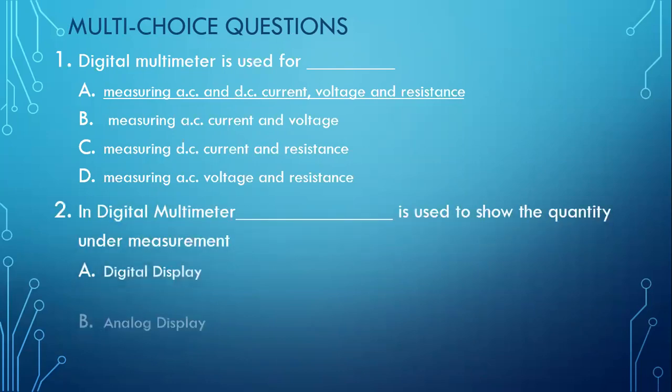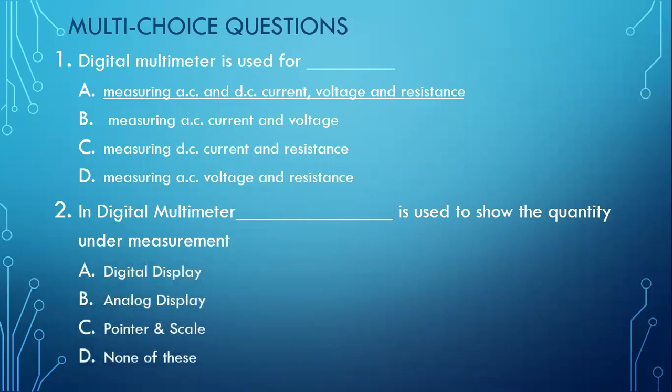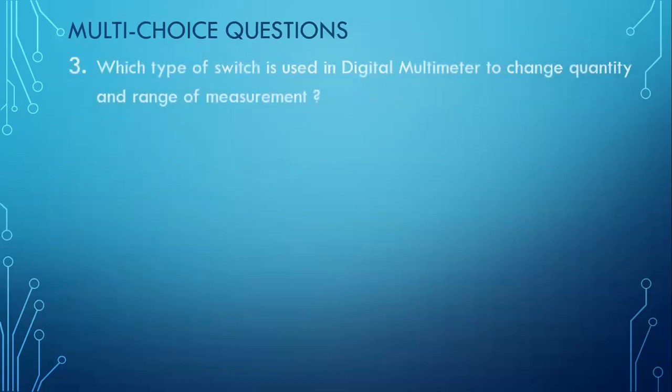Second question: in the digital multimeter, what is used to show the quantity under measurement? Right, the digital display. There is no analog display, no pointer or scale. There is a digital display which is used for displaying the quantity under measurement.